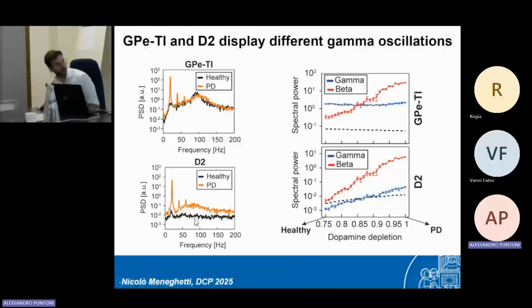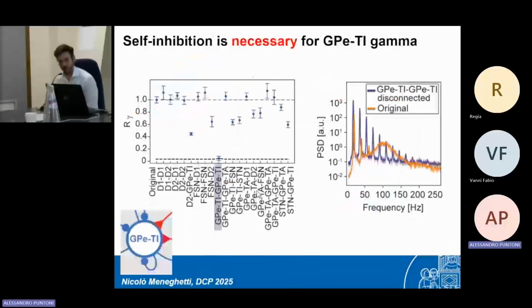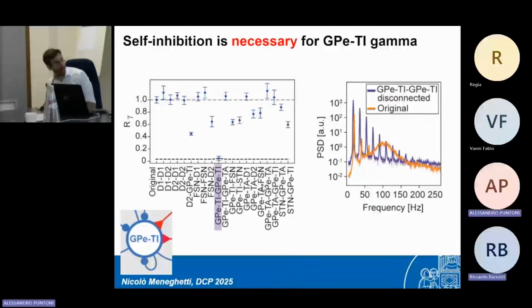And you can see it here. In the healthy condition, there is no gamma oscillation, and instead we found striatal gamma oscillation in Parkinson's disease. So we have two different types of gamma oscillation, and we wanted to replicate what we have been doing for the beta oscillation, in order to investigate the mechanism behind the rhythmogenesis of the gamma oscillation. So the first thing we tried to investigate was the necessary condition for the gamma oscillation.